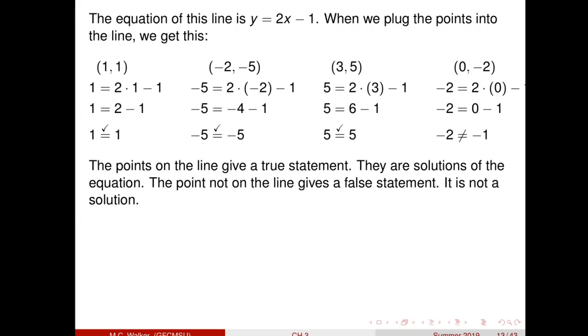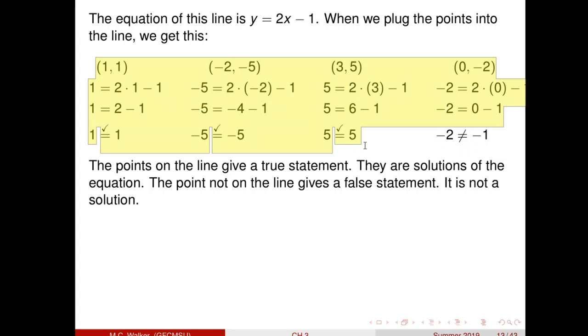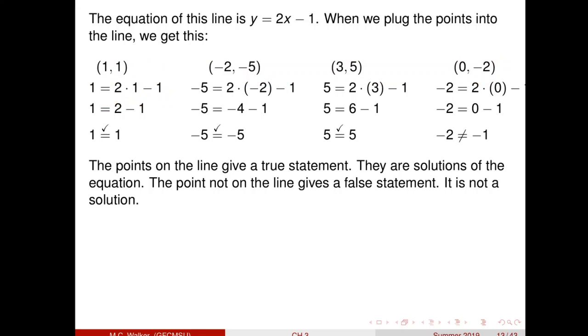And it's that point that wasn't on the line right here, (0, -2). -2 is equal to 2 times 0 minus 1. -2 is equal to 0 minus 1, but -2 is not equal to -1. The points that were on the line gave us a true statement, and it was this point that wasn't on the line that gave us a false statement. That means it's not a solution to the equation.